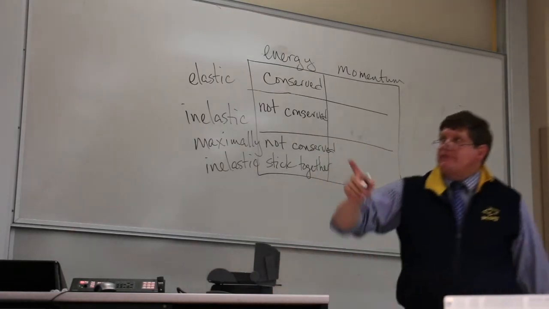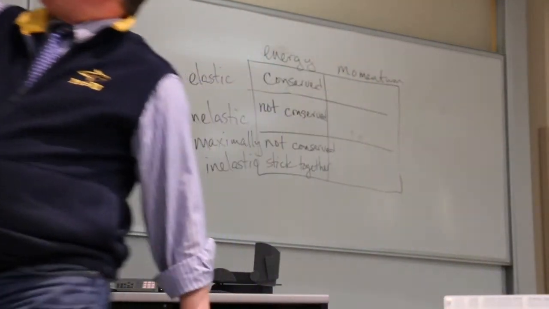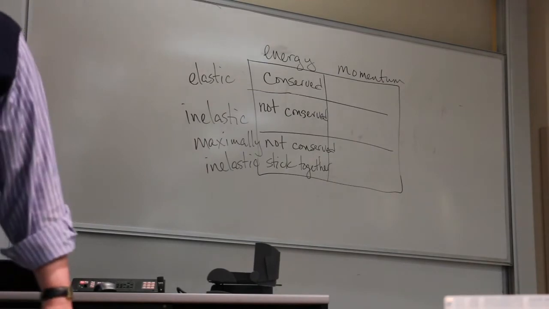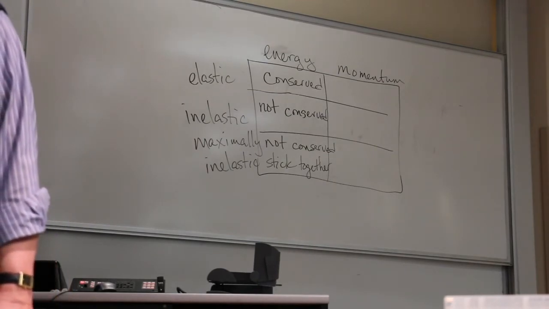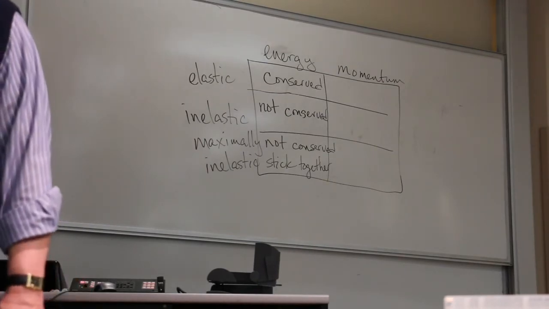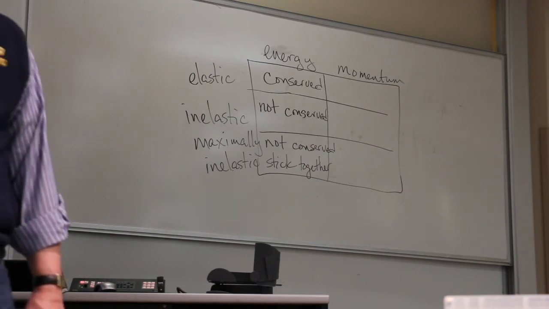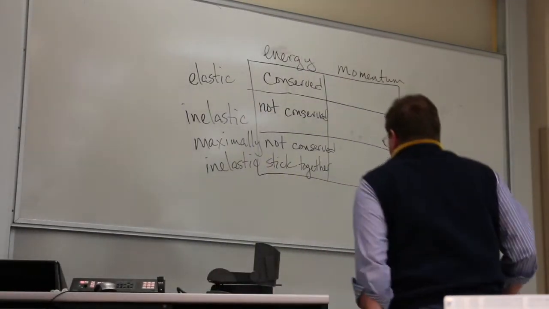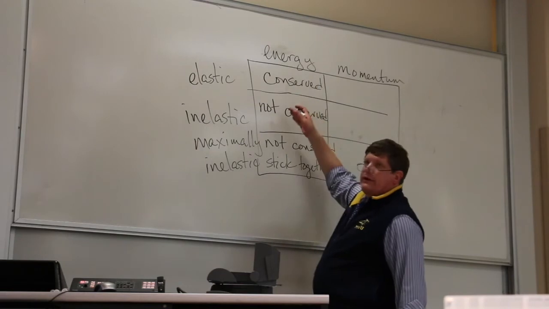Now I know that after this collision, the little block is stopped and the big block's moving to the right at 5 meters per second. Can they be stuck together if they've got different velocities? No. And so that means it's got to be one of these two, elastic or inelastic.